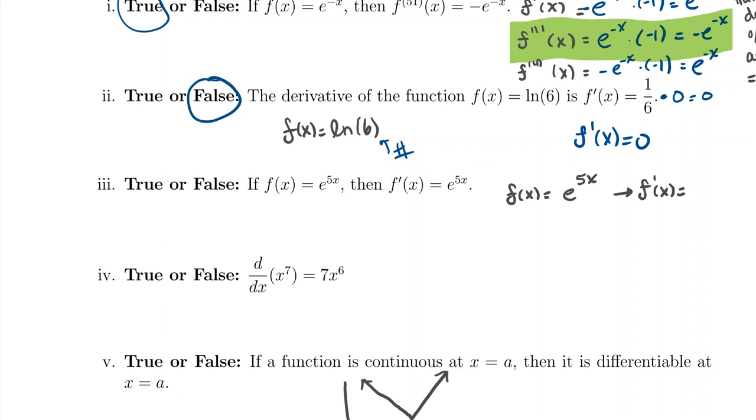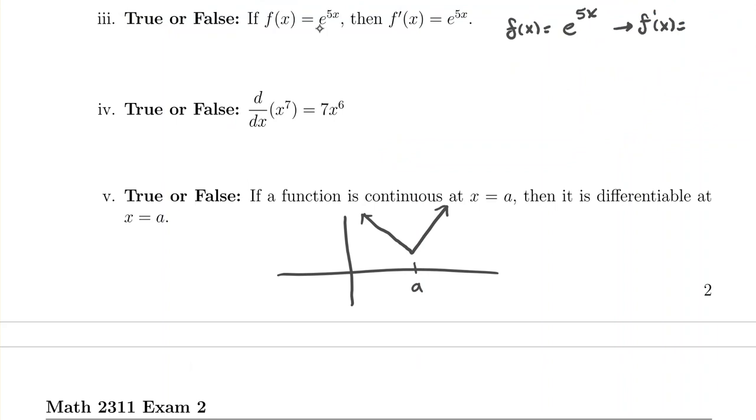Let's look at subpart 3. For subpart 3, we're asked to find the derivative of e to the 5x, so this is an application of chain rule.